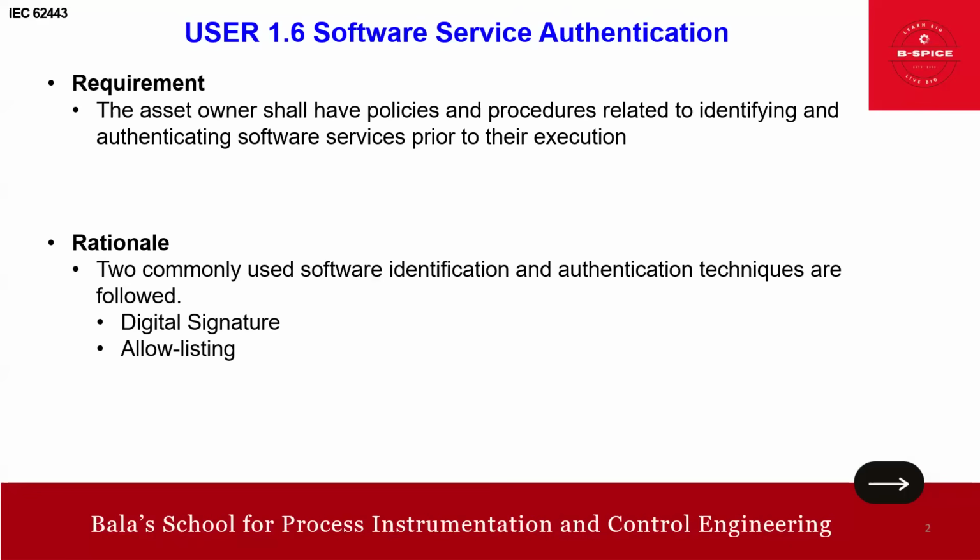Coming back to this, two commonly used techniques: one is digital signature, the other is allow listing. Digital signature and allow listing provide a supplemental or alternate way to verify the identity and authenticity of software to authorize its execution. So that is the point here: software service authentication is needed.